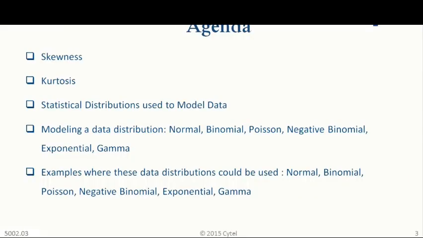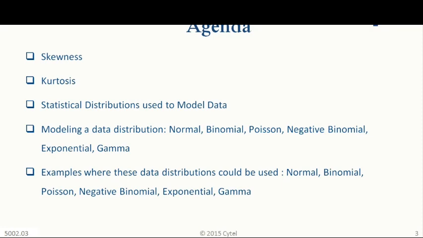To the further advanced topics of the statistics module, we will see what is skewness and kurtosis and the different statistical models which are used to describe the data, or which are basically used as models of the data, so that the further inference is possible. These different models, we call them statistical distributions.